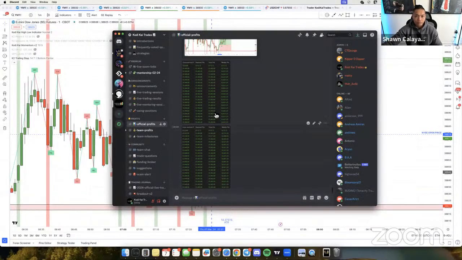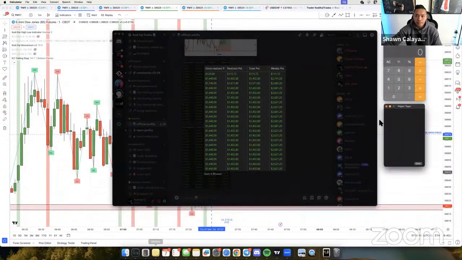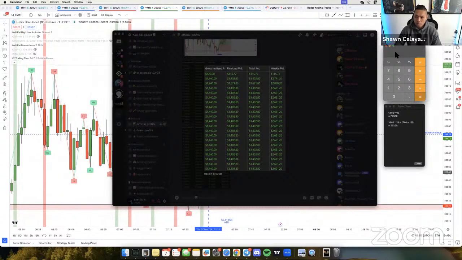Let me just delete this one. Or I can leave that up there. Anyways, here are my profits. So let's add this up real quick. So I locked in 1440 times how many accounts I got? 19 accounts, plus 1740, plus 120. Okay, so 29,220 for the day.